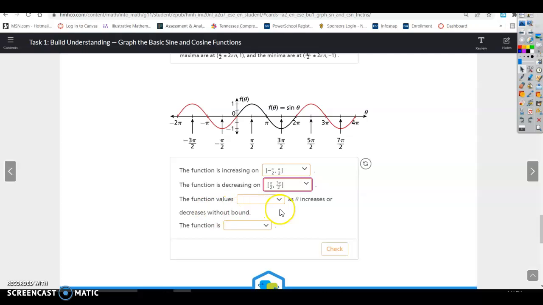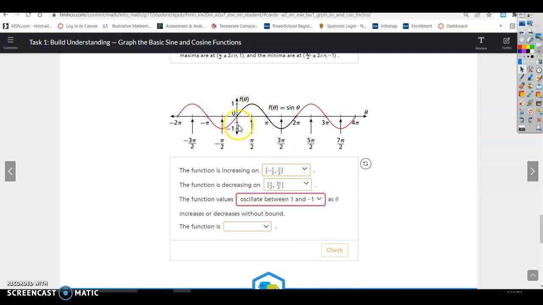The function value is blank as theta increases and decreases without bound. All right, so they isolate between 1 and negative 1. As you see, it bounces back and forth, consistently going between 1 and negative 1. So those values are kind of isolated between 1 and negative 1.